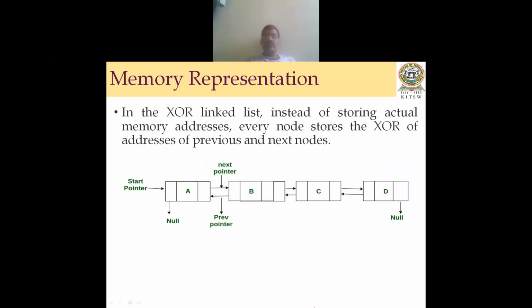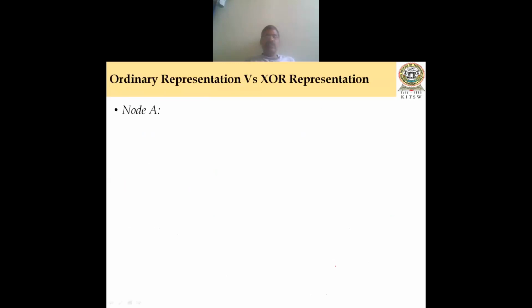Consider the memory representation of the exclusive OR linked list. Instead of storing both memory addresses, every node stores the XOR of the addresses of the previous and next nodes. The XOR operation value of the previous and next node is stored here. Got the point? So here we are going to see the ordinary representation versus the exclusive OR representation.